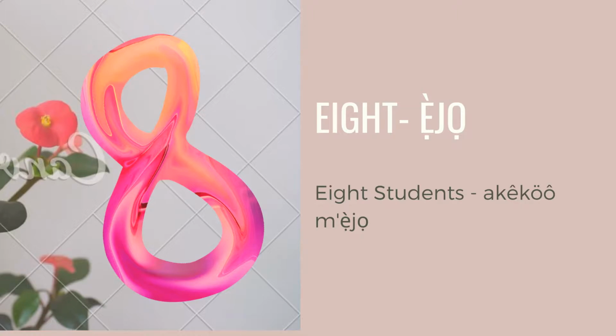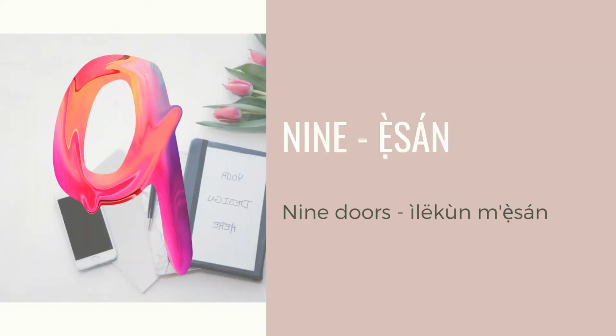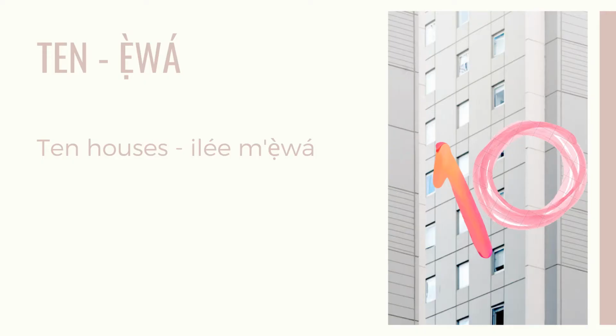So all of you watching this video are students. We are akẹ́kọ̀ọ́, we are students. I hope we're more than 8 though. So akẹ́kọ̀ọ́ mẹ́jọ. Then we have 9, ẹ̀sán, 9 doors. For some weird reason, you want to count how many doors you have in your house. You say, I have 9 doors. Ilẹ̀kùn mẹ́sàn. Ilẹ̀kùn is doors in Yoruba. Then we have 10, ẹ̀wá, 10 houses. Maybe in your neighborhood you have 10 houses. You can say ilé mẹ́wàá. Ilé is house in Yoruba.